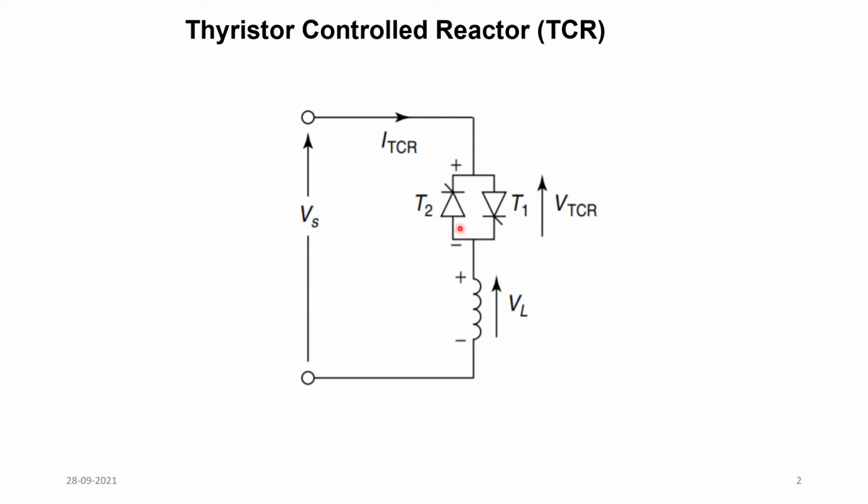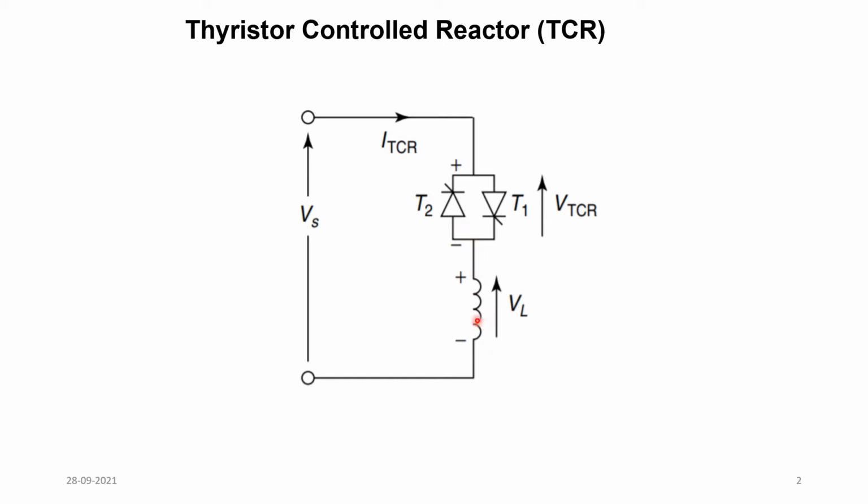So the controllable range of the TCR in this case, by varying the firing angle, you can have the control of the current flowing through the inductor. Actually, the alpha exact value controllable ranges from 90 to 180 degrees only. Why does this happen? If alpha is less than 90 degrees, it introduces DC components in the current.